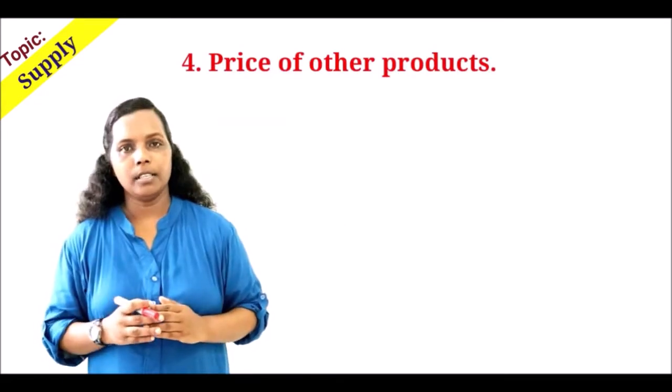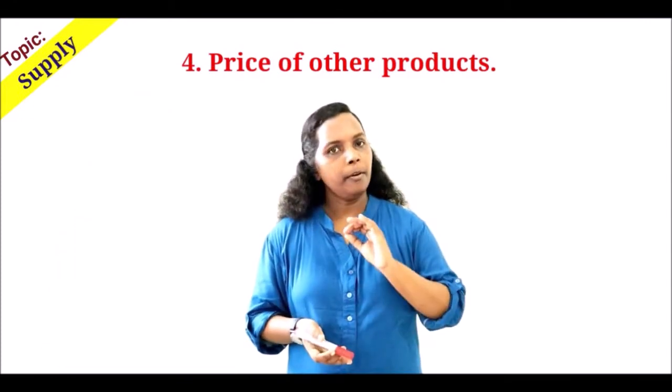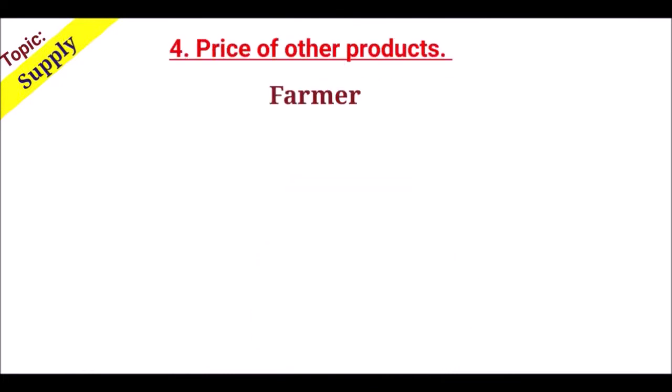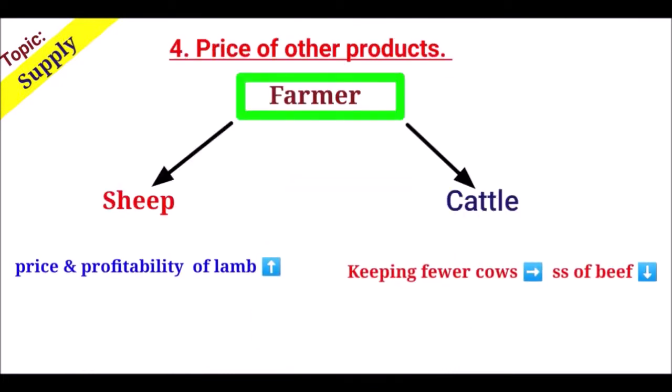The next point is the price of other products. A farm produces a different range of products. For example, if a farmer keeps cattle and sheep, a rise in price and profitability of lamb is likely to result in a farmer keeping fewer cows and a corresponding decrease in the supply of beef. The supply curve of beef will shift to the left.